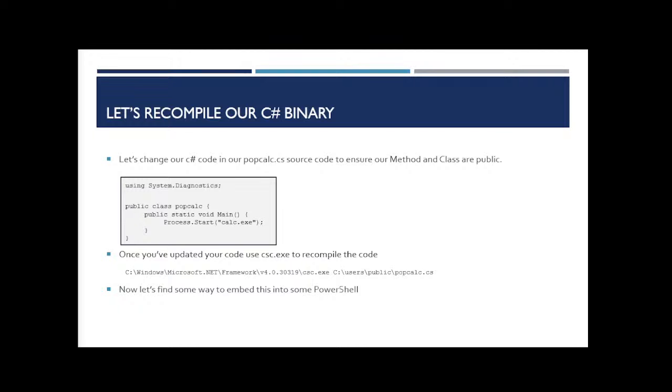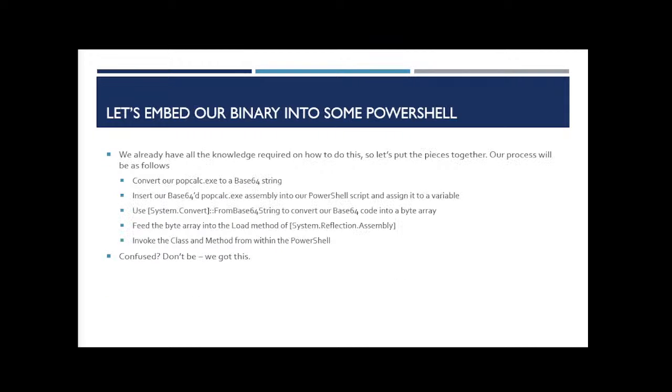We're going to change up our C# code a little bit and ensure that the public class is in there. So we have our public class popcalc, public static void main. And so what we're going to do is recompile it again. This is just what we had done before. And so we've already got the knowledge on how to do this. We've built up the knowledge on how we're going to embed this assembly in our PowerShell code and invoke it at runtime.